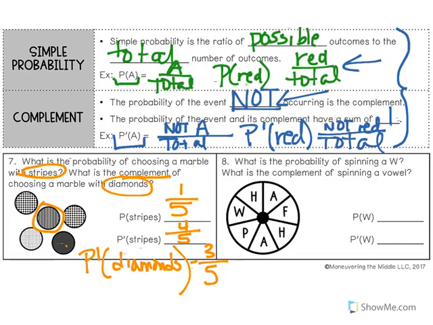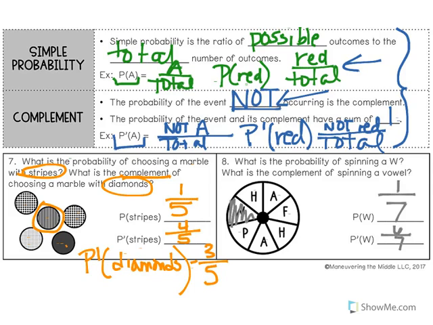Let's look at number 8. What is the probability of spinning a W? Well, there's 1 W out of 2, 3, 4, 5, 6, 7. So my probability of a W is 1 out of 7. The complement is the rest. 2, 3, 4, 5, 6 out of 7.